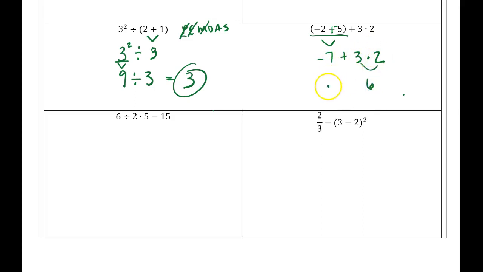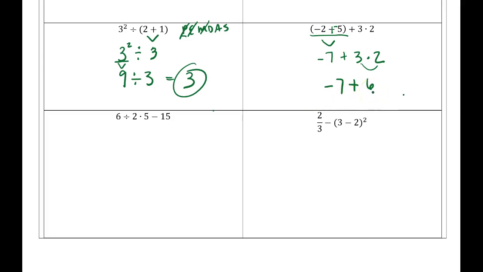And I'm going to recopy the rest. Bring down the negative 7. Bring down the plus sign. And now we can just do negative 7 plus 6. Okay? This is already a plus. Their signs are opposite. One's a negative, one's a positive.